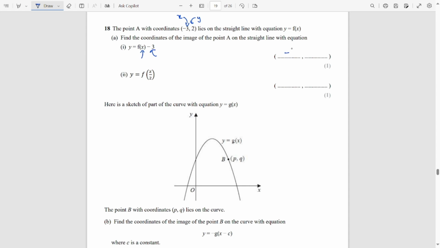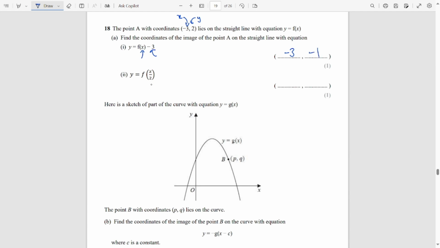So x I can fill in as minus 3. Now let's think what's going to happen to that y. We have something outside the brackets. When you are outside the brackets affecting the y, you do what you think you should do, the stuff that makes sense. So in this case, we're going to do 2 minus 3, which is negative 1.